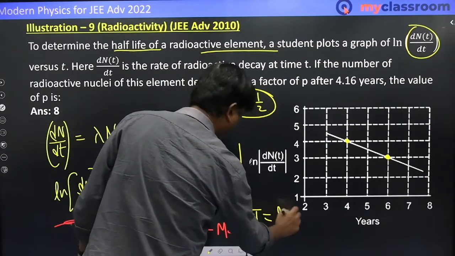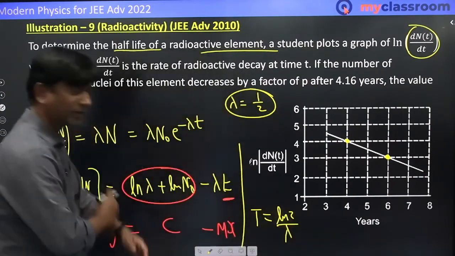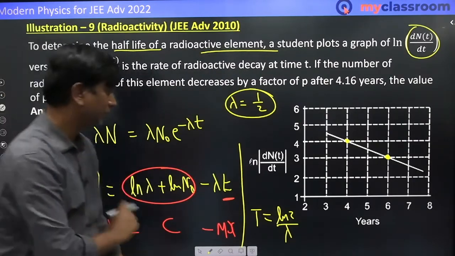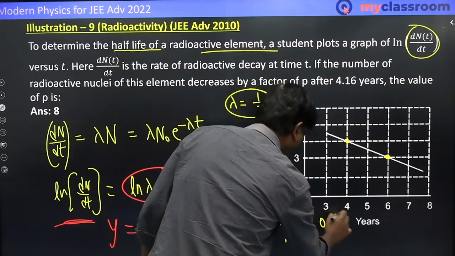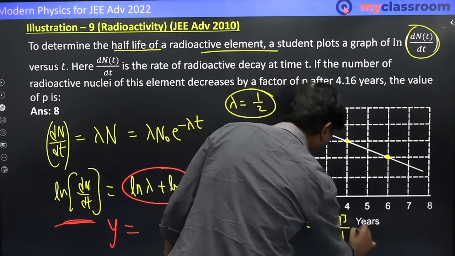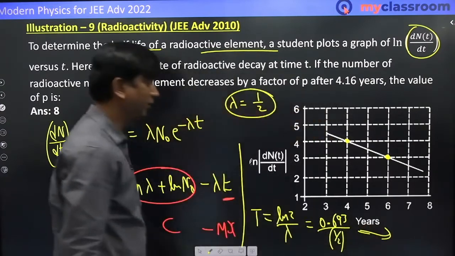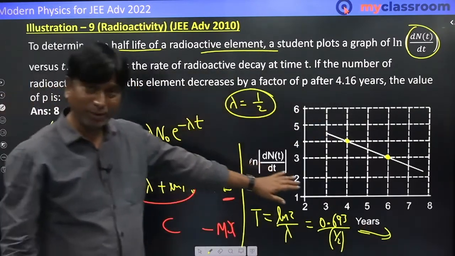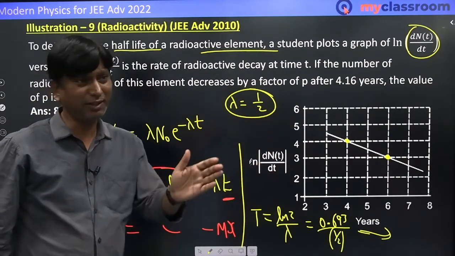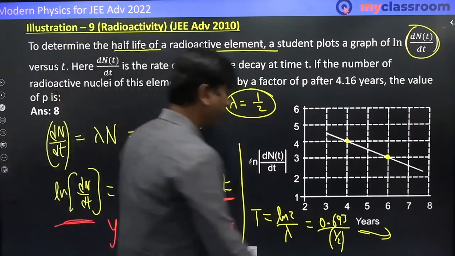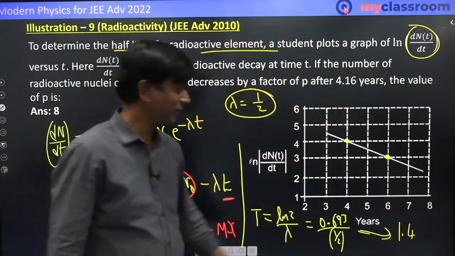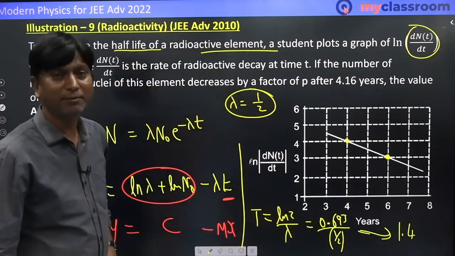Once you get lambda as 1 by 2, let us try to calculate t half. T half, we know, is ln 2 by lambda. Half-life period is nothing but ln 2 by lambda. So ln 2 is how much? 0.693. But lambda is already 1 by 2. So how much are you getting? Roughly, even if you take 0.7 into 2, that is 1.4, so slightly less than 1.4. Take it as 1.4 in the mind, slightly less than 1.4. That is T half.